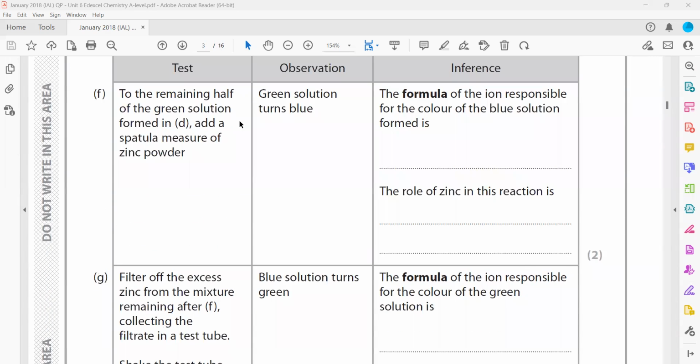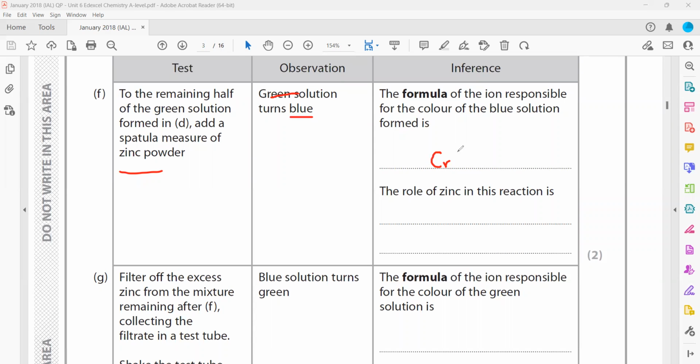Then to the remaining half of the green solution, add a spatula of zinc powder. The green solution turned blue. Why? Because zinc has a tendency to lose electrons, so chromium will gain electrons. Chromium 3 will reduce to chromium 2. That's why the green solution turned blue, because zinc is a good reducing agent. Itself it is oxidized and reduces the other.